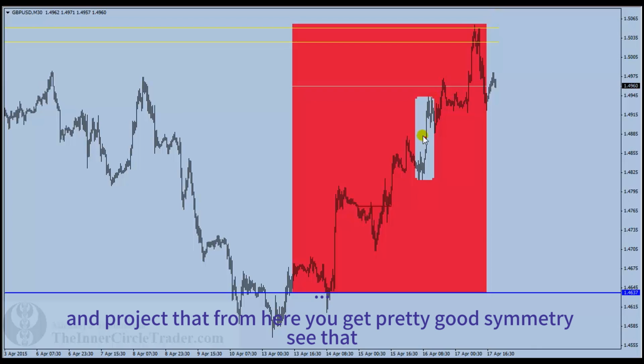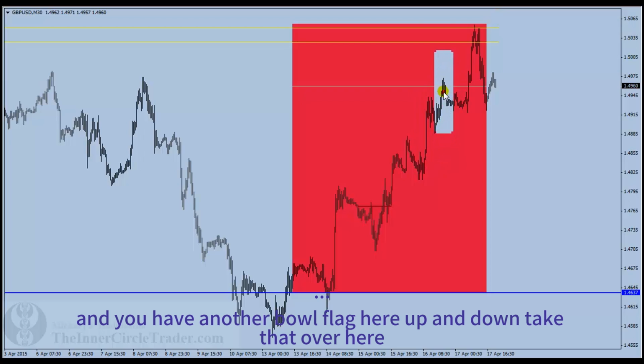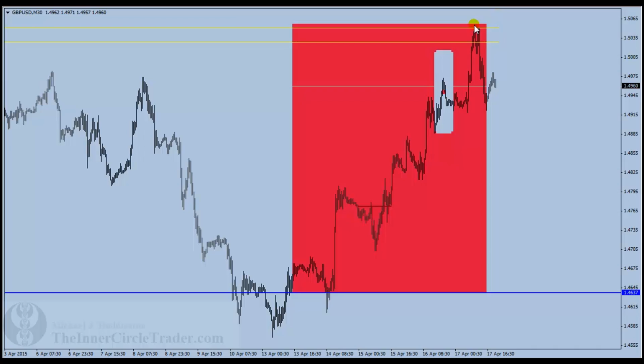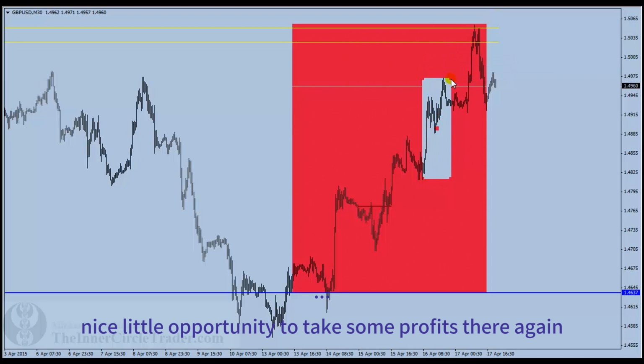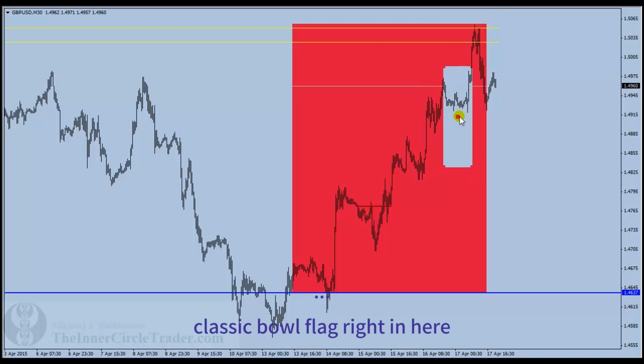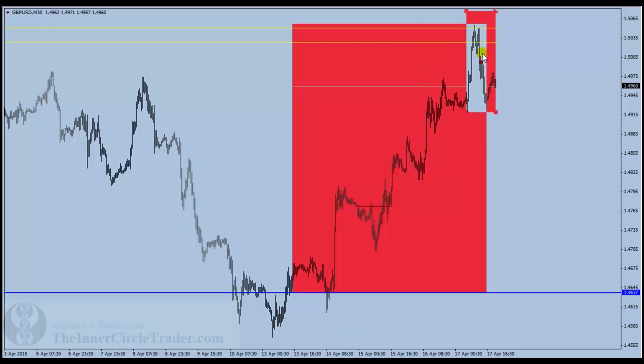Measure it. Here's the flagpole, classic flag pattern. From the low of the flag, project it up, right up in here. Doesn't get very high, no. Do you need it? No. Okay. You can draw the flagpole from here to here, project it from here to here, and it would fall just a little bit short.